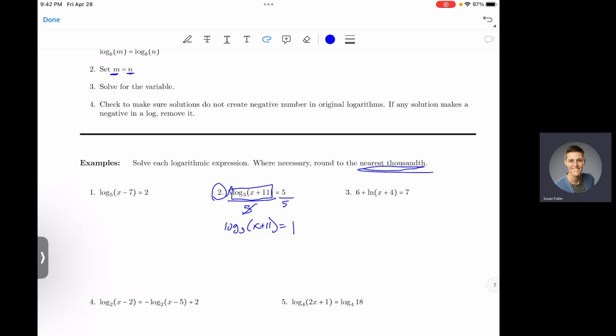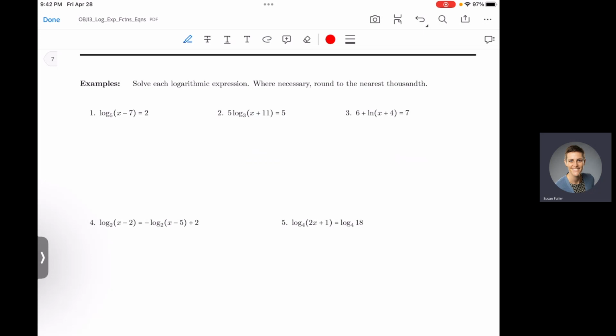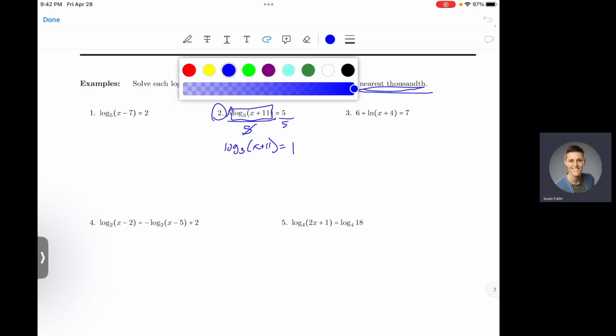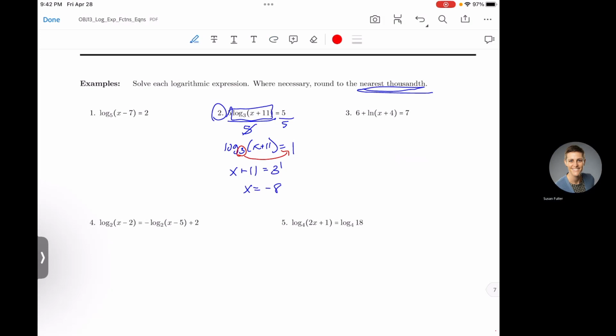Now the log is completely by itself on one side of the equation, and we can now rewrite this in exponential form. The base of the log becomes the base of an exponential on the other side. So we get x plus 11 equals 3 to the first power. That's rewriting this in exponential form. And then from here, we just have to solve it. You'll subtract that 11 from both sides and get x equals negative 8.